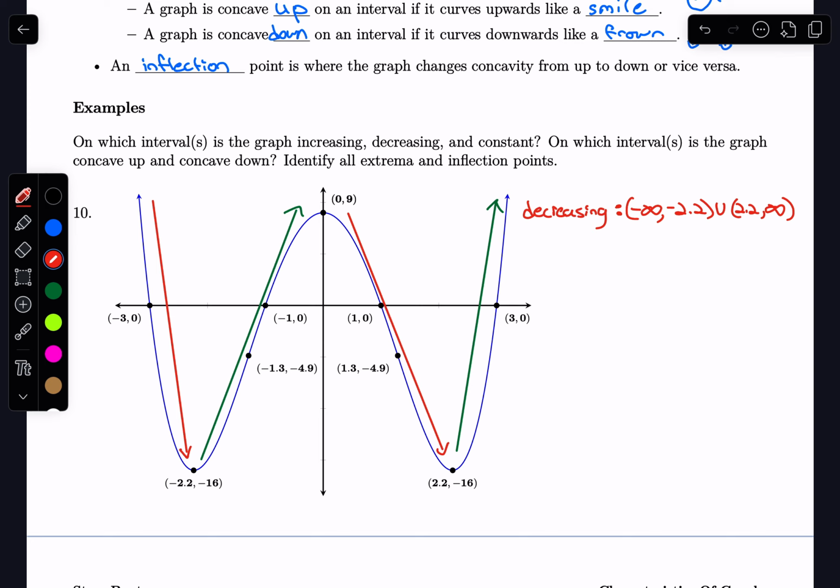And notice that I did not use brackets on any of those parts of the interval because at these points down here, these turning points, and this point up here, which is also a turning point, we're not going up or down. So you have to think of turning points as neither increasing or decreasing. They're just nothing. It's the point where you switch.